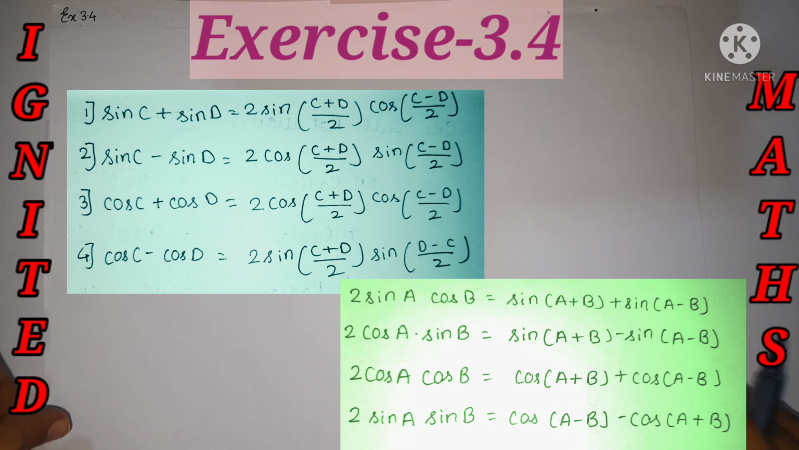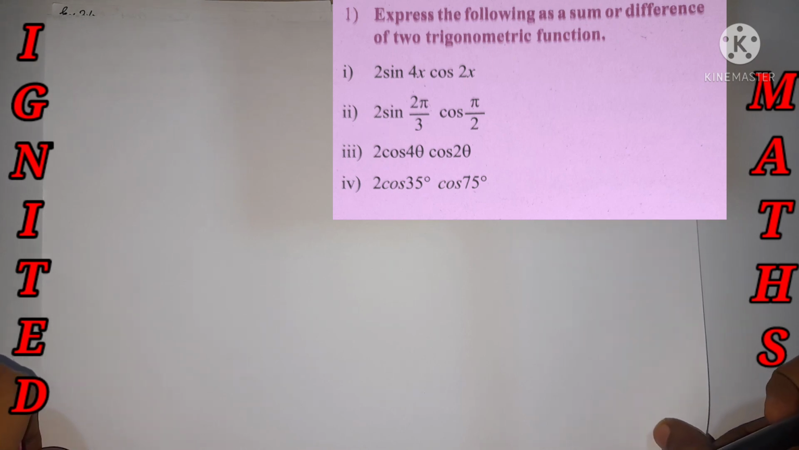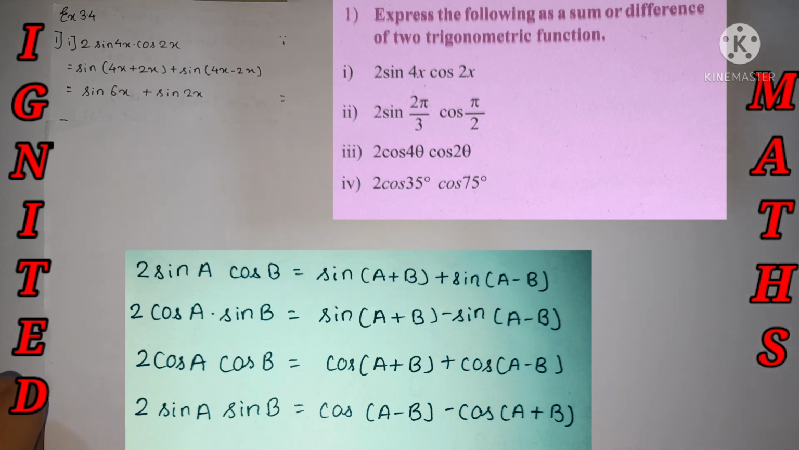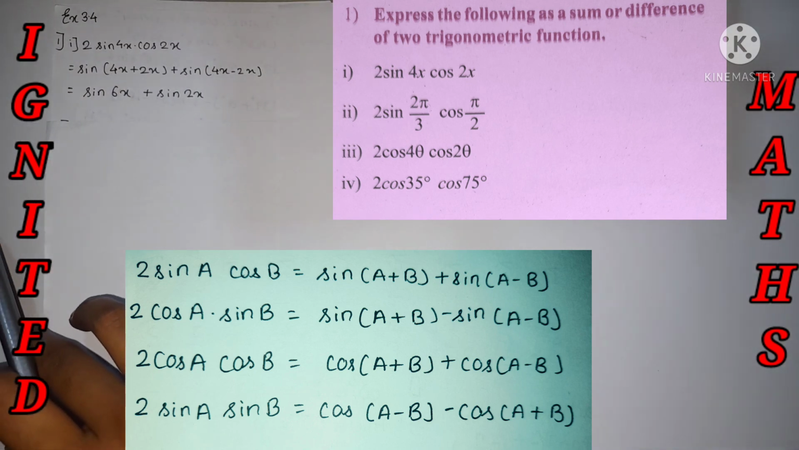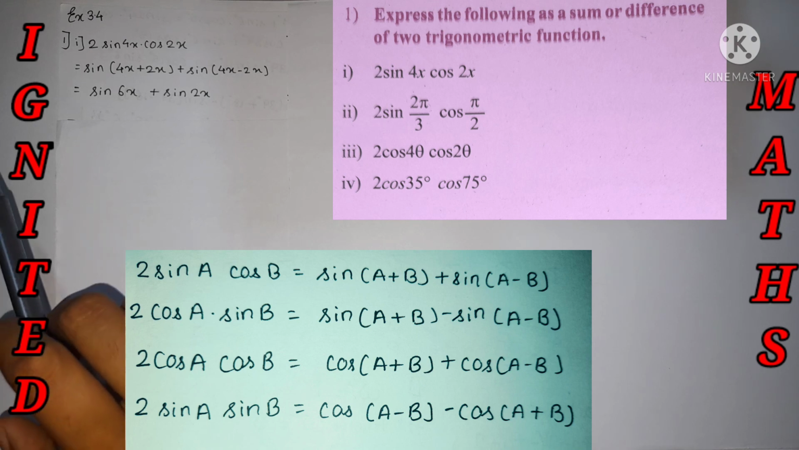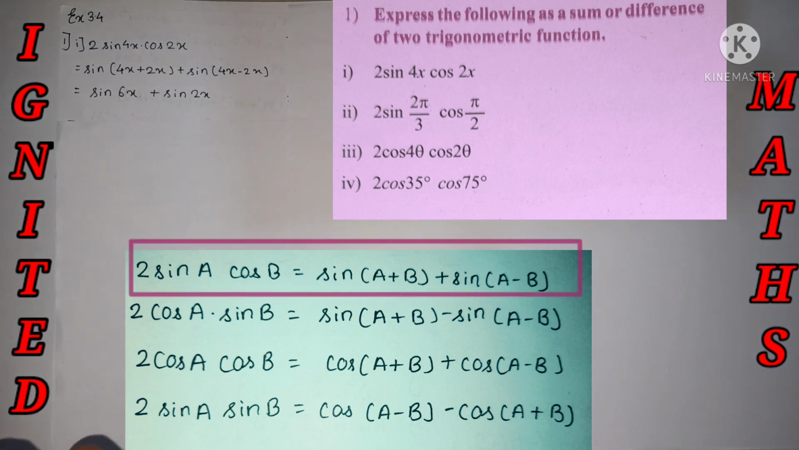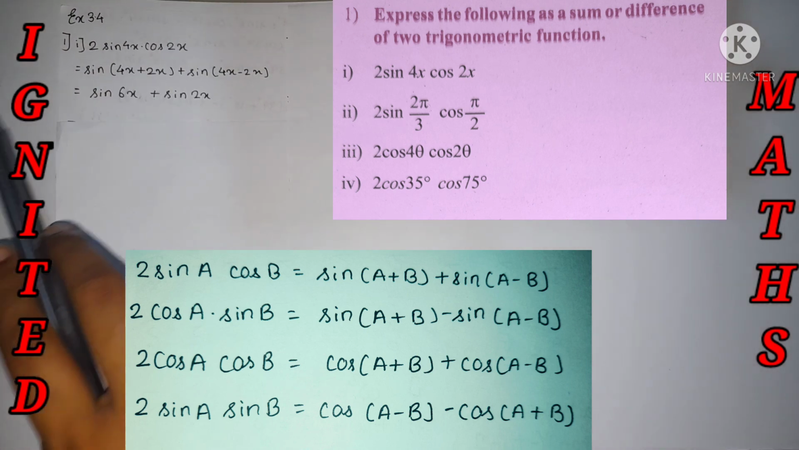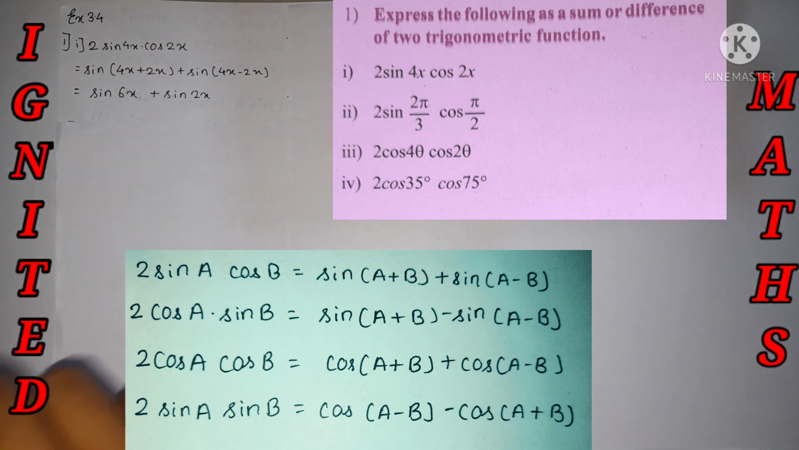Let's start with the first sum. So the first sum, the question asks that express the following as a sum or difference of two trigonometric functions. Yes, so the first sub question is given as 2 sine 4x into cos 2x. Yes, so what will be the value for it? So according to the formula, 2 sine a into cos b is equal to sine of a plus b plus sine of a minus b. Yes, so my a value is 4x and b value is 2x. Just compare with the formula given. Yes, just add the term and subtract the term and we'll be getting the answer.